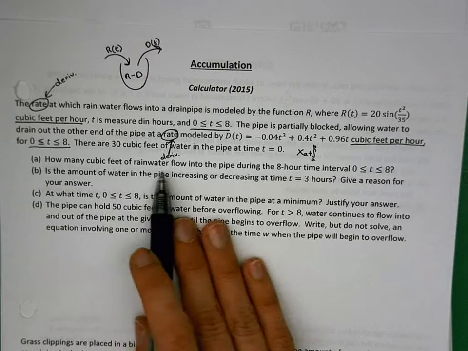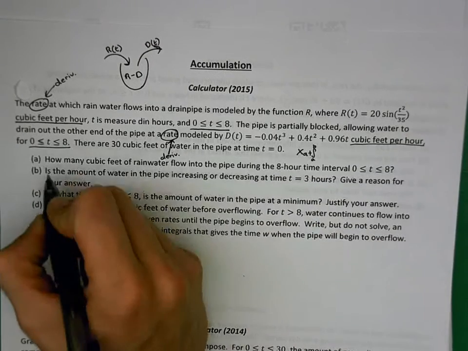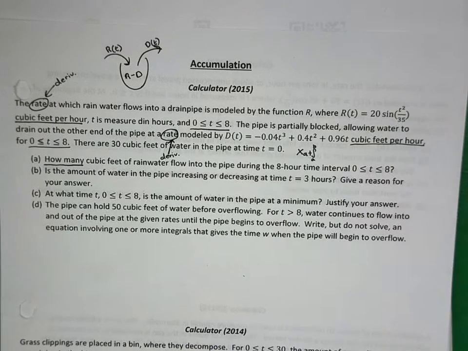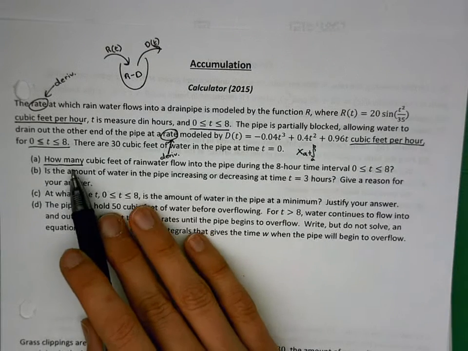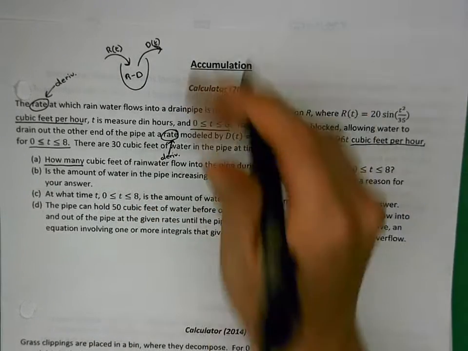A reads, how many cubic feet of rainwater flow into the pipe during the 8-hour time interval 0 to 8? So this question, how many, how much, what's the total, what's the quantity, anything along those lines, that implies an integral, right? That's what an integral does. An integral finds area. An area is a total. And so when they're asking us, how many, this would be the total cubic feet of rainwater flowing into the pipe.